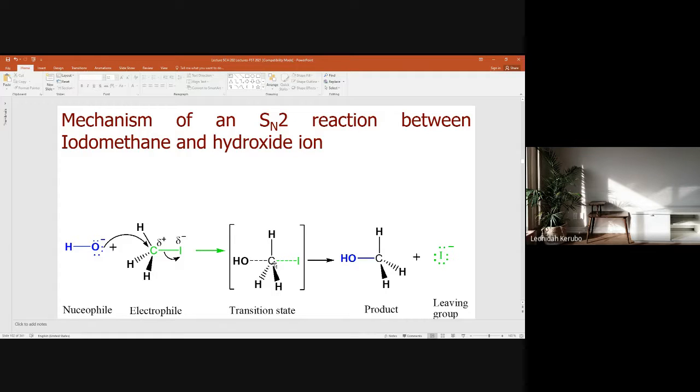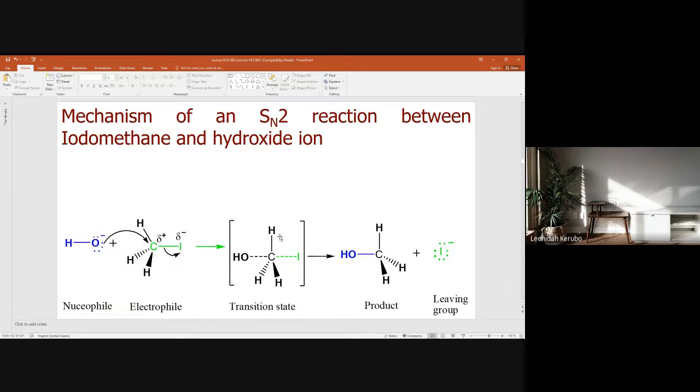So immediately that happens, this bond will break completely, and the 2 electrons will leave with the iodine as the iodide leaving group. And then the bond to the hydroxyl group will also form completely. You can see here it is highlighted in blue, meaning it's the one donating the covalent bond. The hydroxyl group is the one donating the 2 electrons to form this covalent bond. Then this green part is just showing that the 2 electrons of this covalent bond are leaving with iodine to form the iodide leaving group.